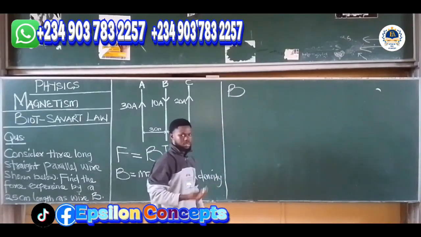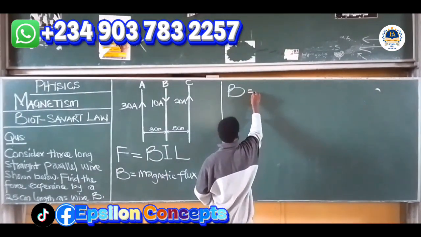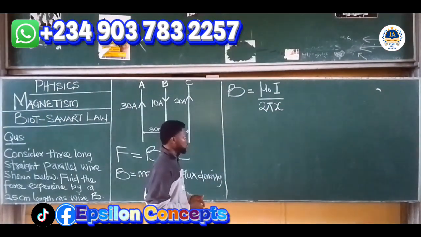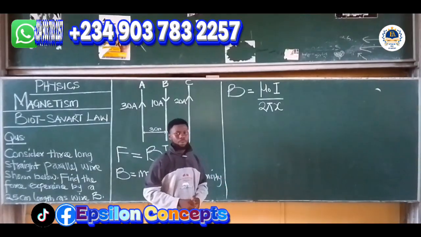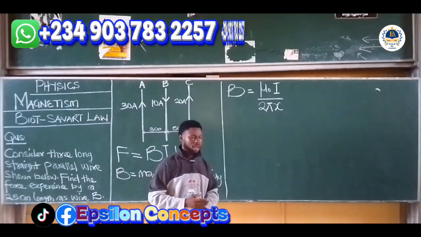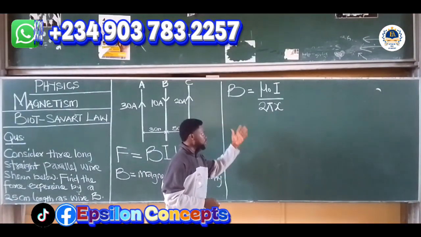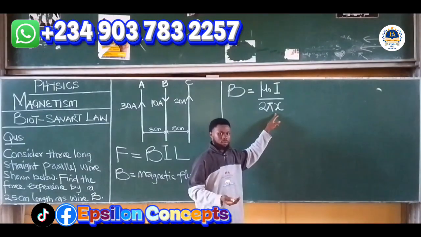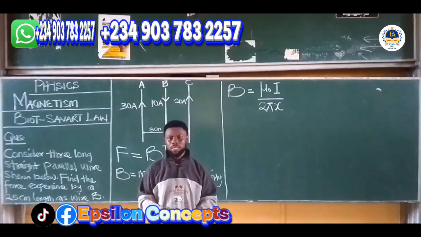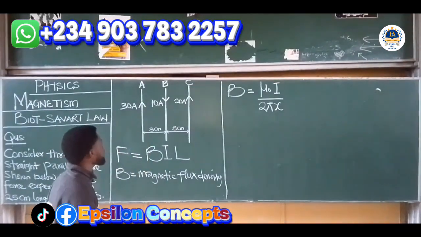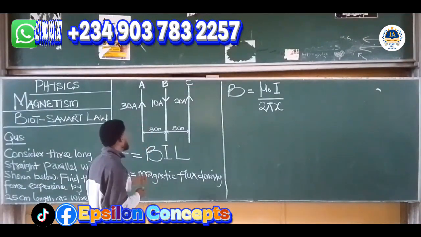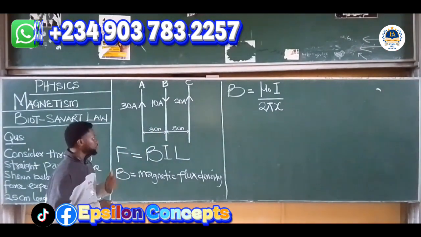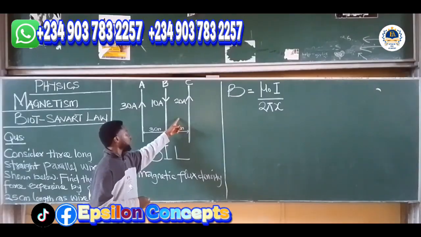The magnetic flux density, the magnetic field B, is equal to mu naught I over 2 pi x. Mu naught is the permeability of free space, measured in Henry per meter, while I is the current measured in ampere, and x is the distance given, also measured in meters. This is the formula which will be used to determine the magnetic field produced by A at B, and also the magnetic field produced by C at B.